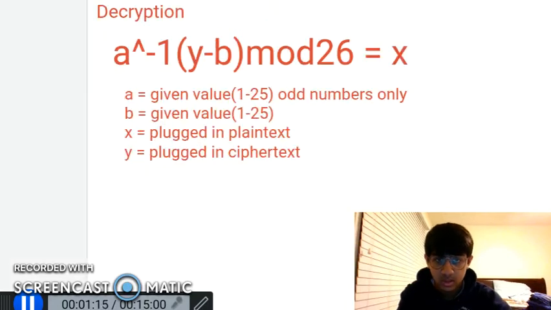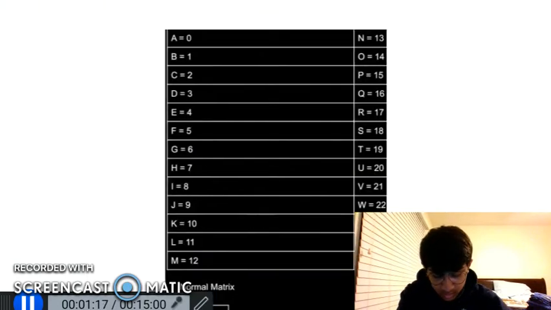So let's look at right here. If you guys remember from last time, this is very, very important. You guys need to have memorized this practically. So A starts off with 0, B starts off with 1, C starts off with 2. So remember that A starts off with 0.